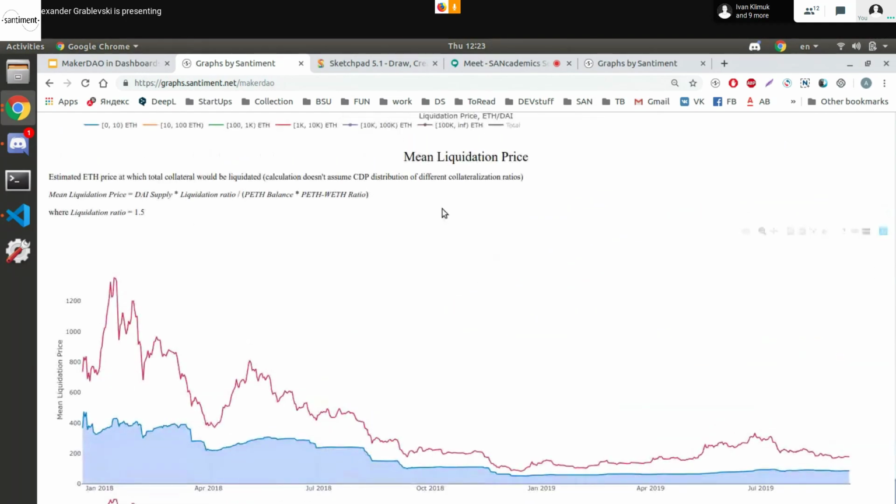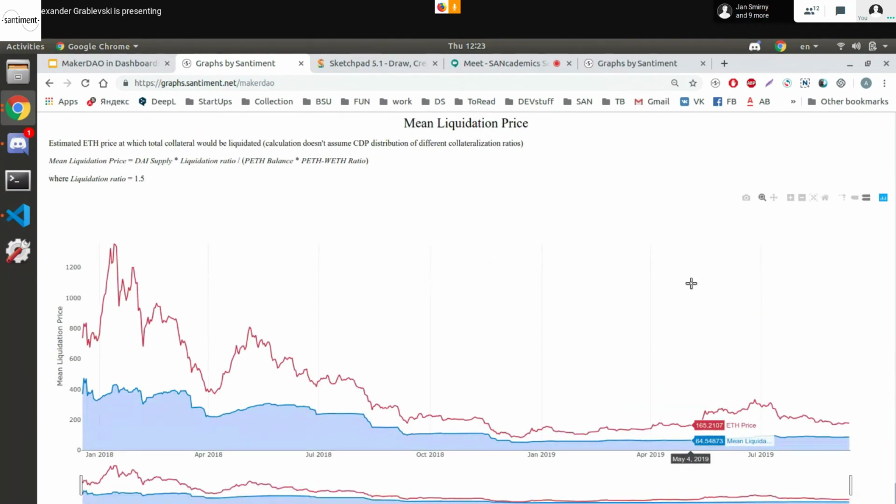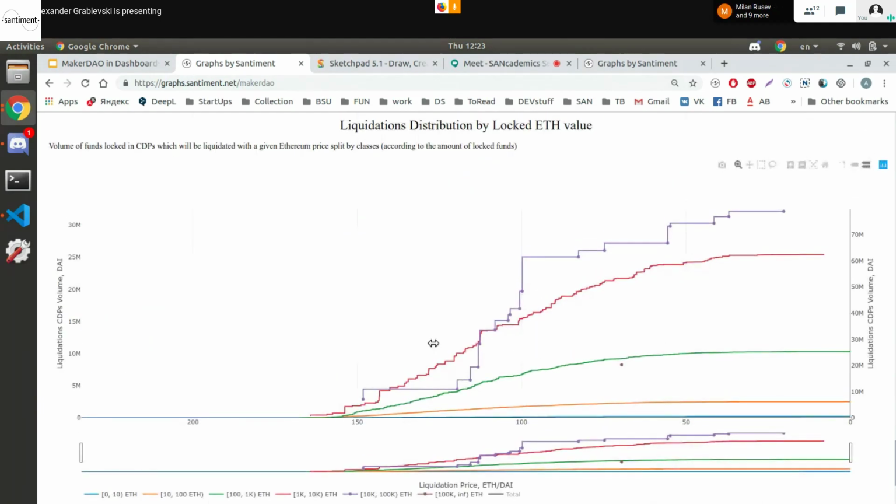Let's go. The liquidation price graph actually shows you, it's basically not a real price, but it shows you a rough estimate of what. Just, can you get back to this?